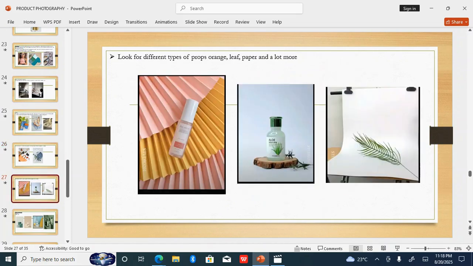And also, you can see these ones too. I told you that leaves can also be a prop. You can see the leaf they put on this PVC background. For this first picture that we are seeing, peach, yellow, what they put under is a fan, it's a prop. They just spread it out and put the product on it.